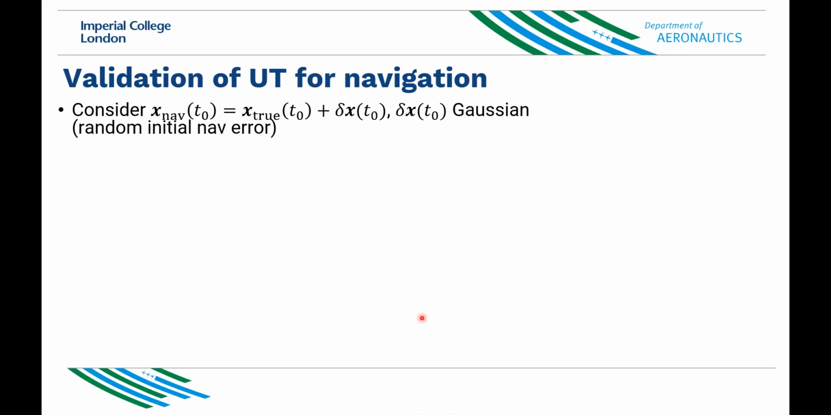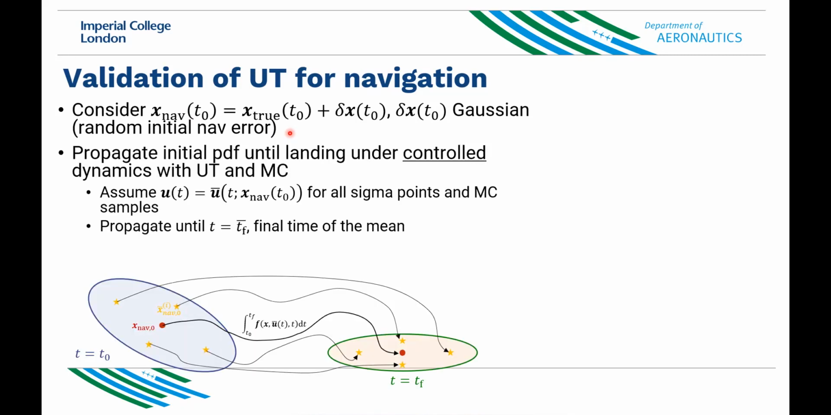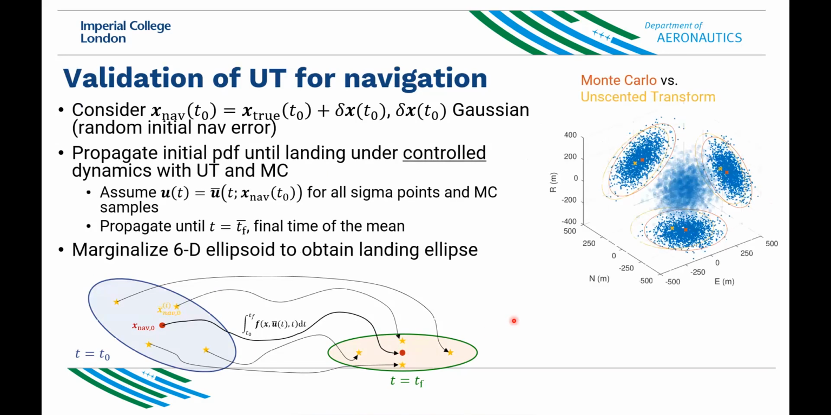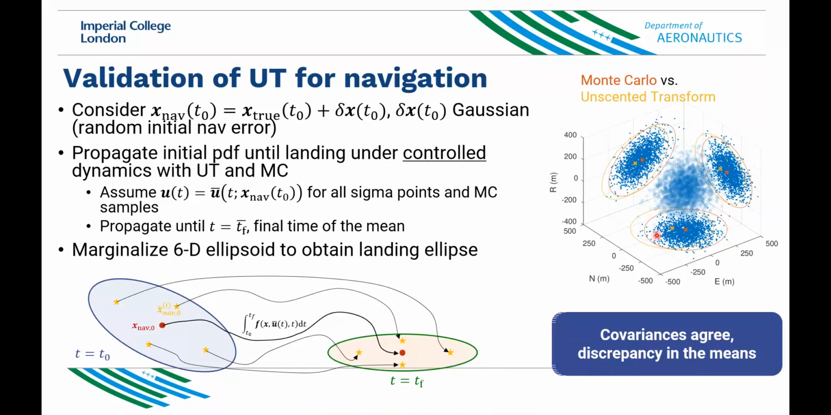We're also validating using the unscented transform to propagate the navigation PDF. The navigation state vector is as shown earlier, so it's a Gaussian random variable, and the navigation PDF is propagated under the control dynamics using the mean control history for all of the sigma points. And finally, we marginalize the final ellipsoid of uncertainty to obtain a landing ellipse, and we compare this to another Monte Carlo. The final covariance obtained with the unscented transform reflects well the one that is expected from the Monte Carlo, but there is a discrepancy in the position of the means that I am currently working on.